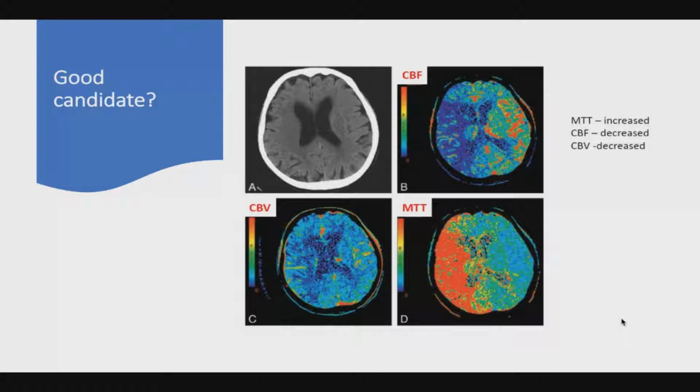If you look at the transit time, the one below it, there's a large area of increased mean transit time, which matches the flow image. And usually those two images will be identical in terms of the area involved. They will match each other. Now, the cerebral blood volume image is the key image. And you can see on the blood volume images, the volume is decreased and almost matches the flow and the time images. So this patient has a large core infarct. So this patient will not be a good candidate for treatment.